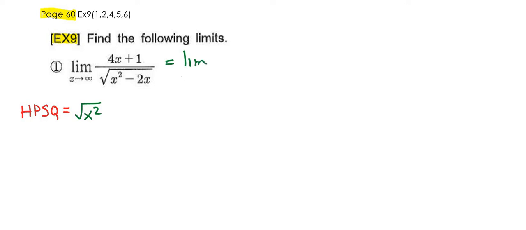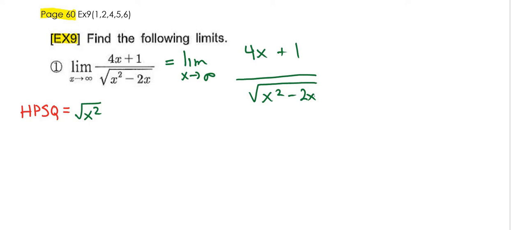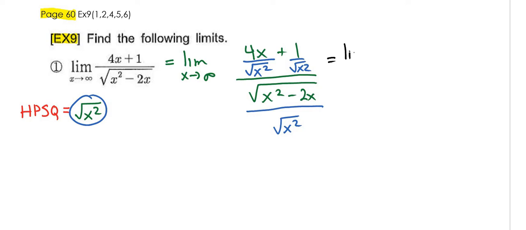So I'm going to rewrite my limit statement. I'm going to rewrite the numerator, and I'm also going to rewrite the denominator. Alright, so my next step is I'm going to take this highest power in the square root, and I'm going to divide every single term by that expression. Okay, so if I do that, let's move on to the next step.